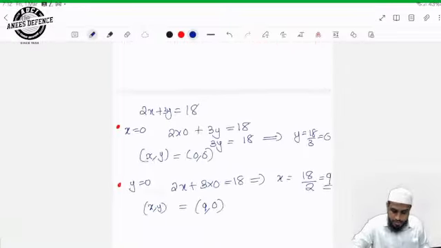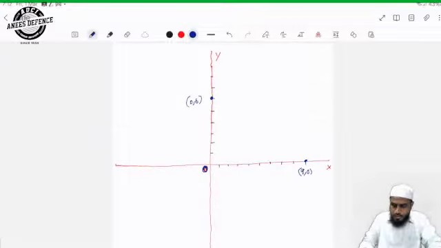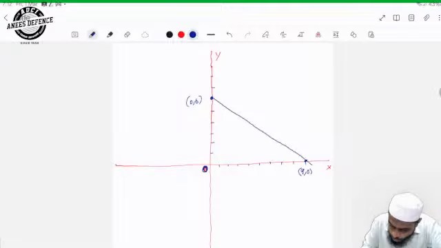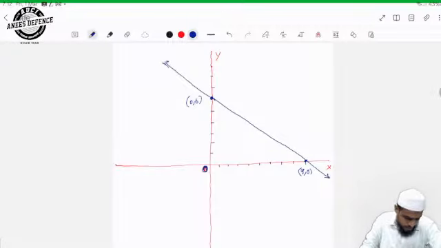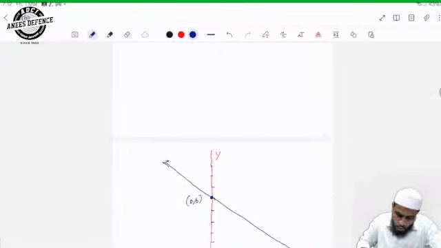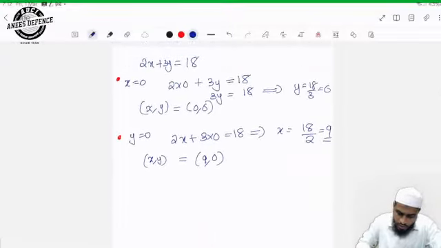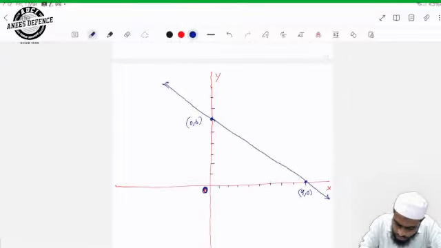Now just connect these two points and draw the line. What is this line? The equation of this line is 2x plus 3y equal to 18.